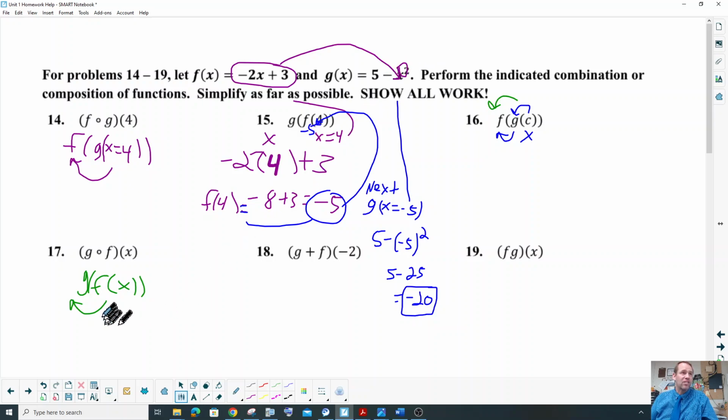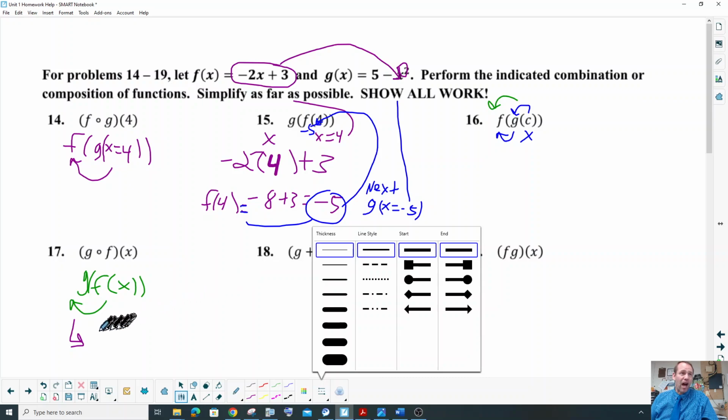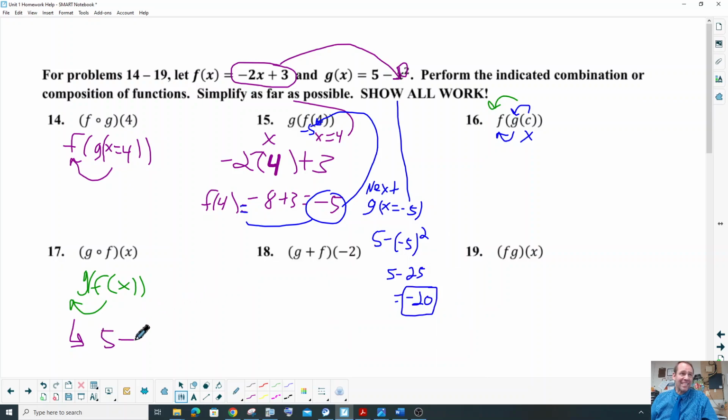Okay, here we go. Here's another way to do it. So we take g of x. What is g again? So g, again, is going to be 5 minus parenthesis x squared. So that was originally x. Now we're taking f. And f is actually negative 2x plus 3. So we go negative 2x plus 3, which is over here, which was f.